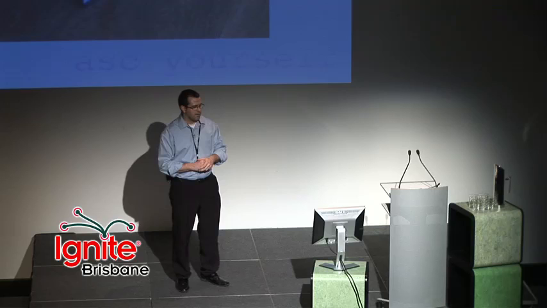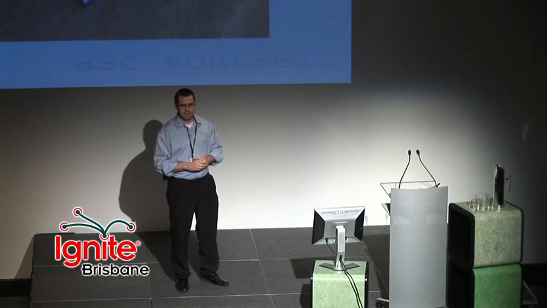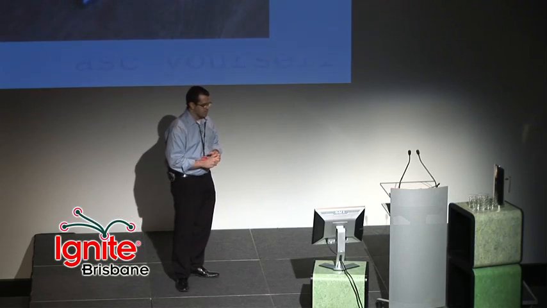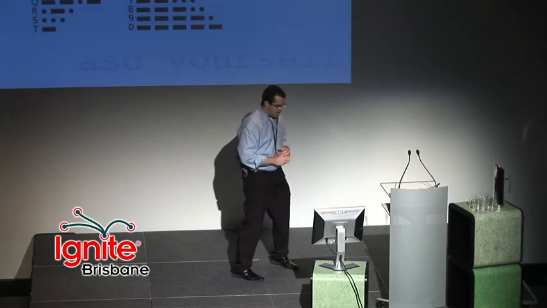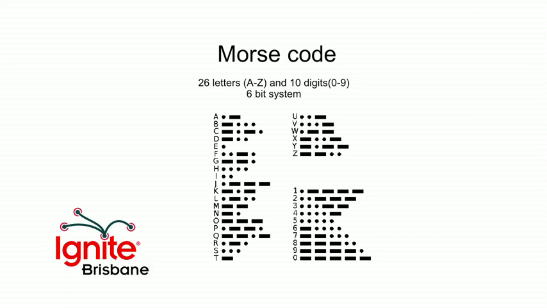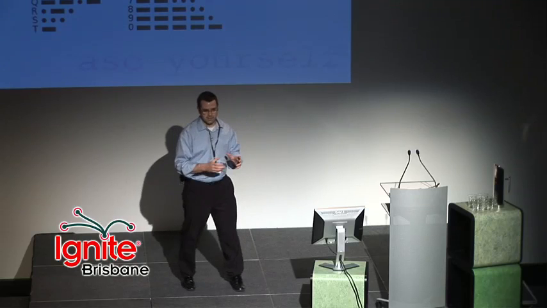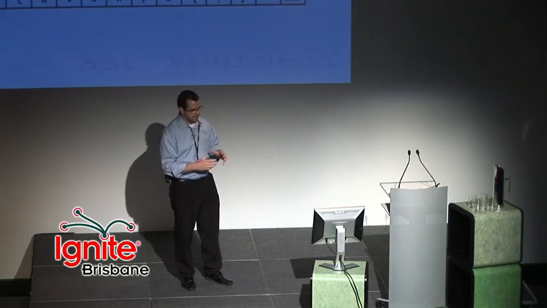Of course, the first text message was sent by electronic telegraph. And it was done using an interesting set of codes, and those codes were called Morse code. Now, with Morse code, there were 26 letters and 10 digits that you could transmit over this, which basically means, if you're a geek like myself, it's a 6-bit system, or basically 64 characters you'd have to use.